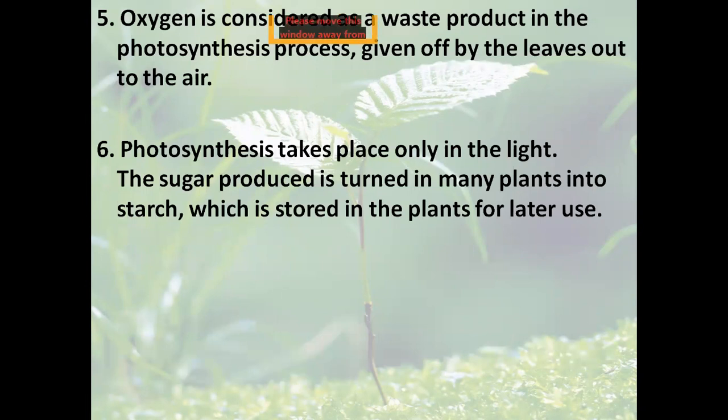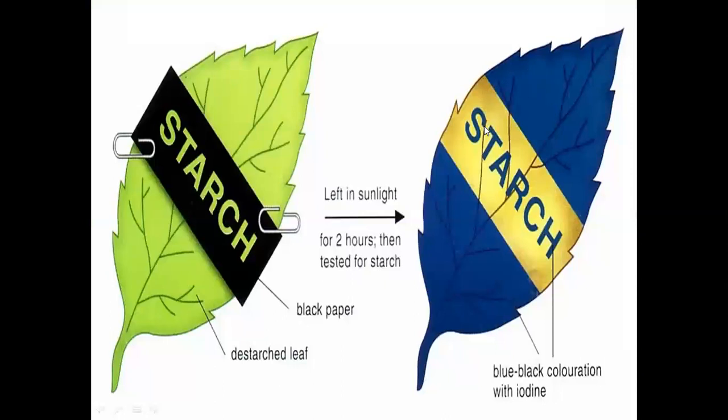This food is going to be stored in the form of starch. Oxygen here is considered a waste product. That's why plants release oxygen, so they are important for the oxygen level in the world. Oxygen is a product of the photosynthesis process given off by the leaf out to the atmosphere. Photosynthesis occurs only in light, meaning only during the day. And the sugar produced is turned in many plants into starch to be used later.